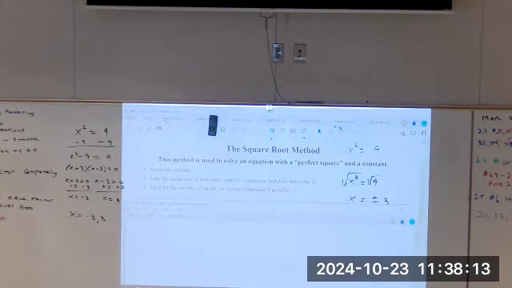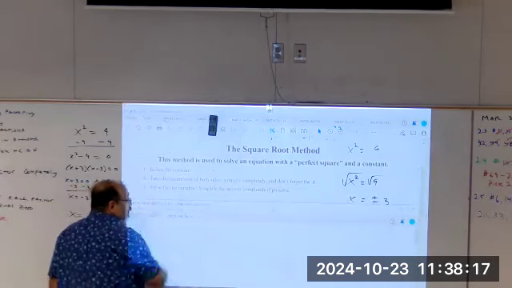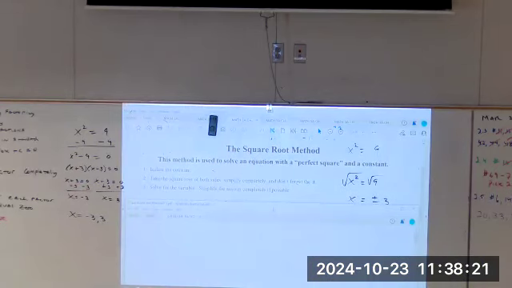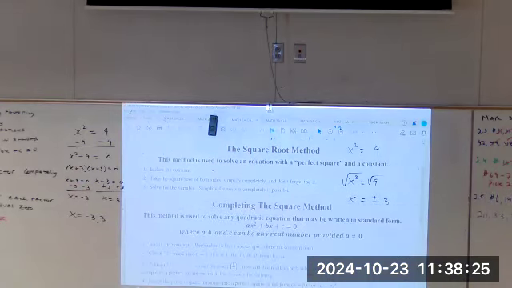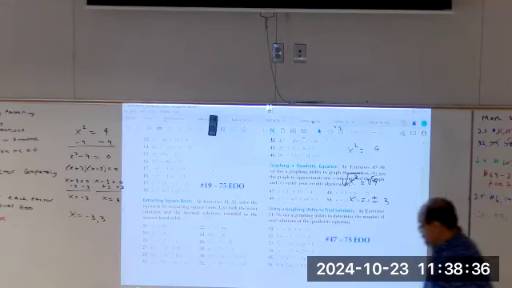Okay? The square root method. You have to isolate the constant. So, number 26: x squared minus 3 equals 78.